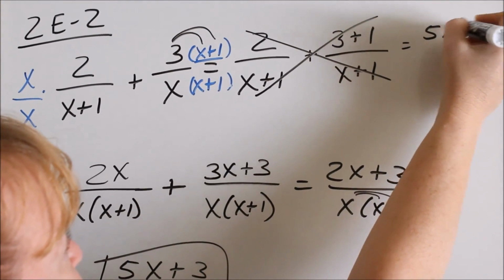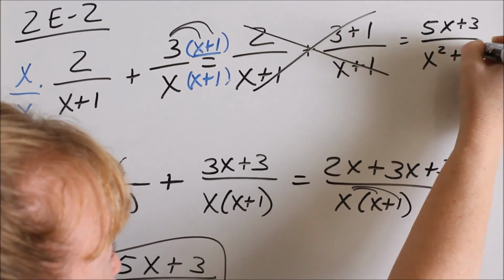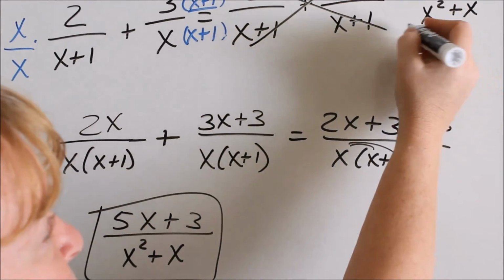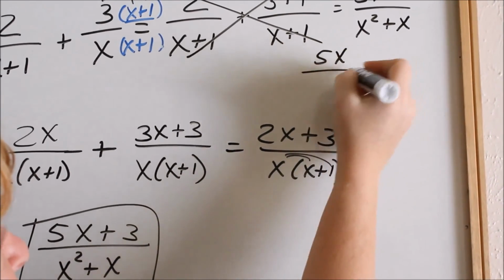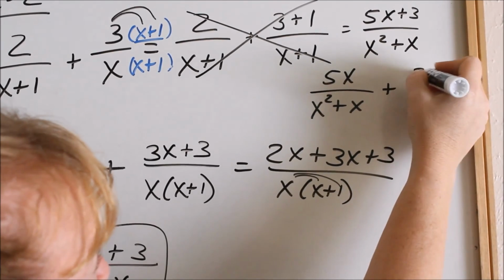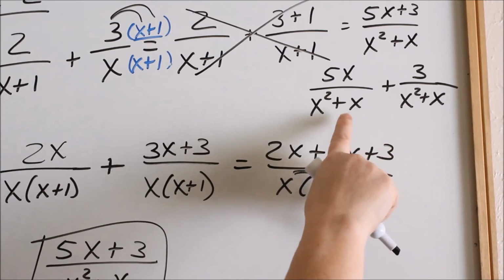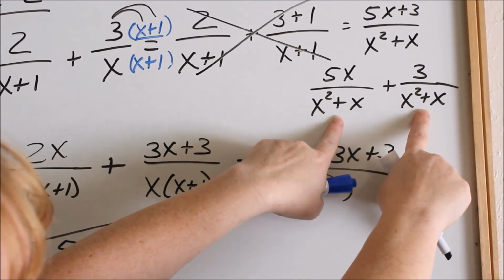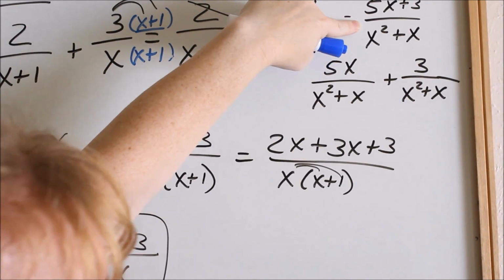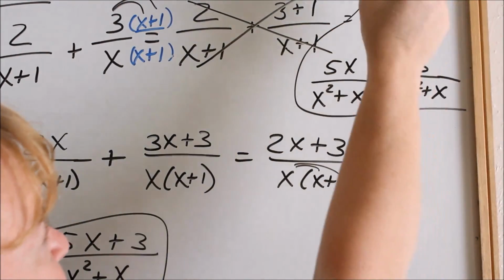5x plus 3 over x squared plus x. The way they break it up into two fractions here, if I wrote it like this, 5x over x squared plus 3 over x squared plus x. They might also have it listed this way in the back of the book, because now that I have a common denominator, I can combine my numerator and I will get the same thing as this. True? Yes, true. So, either way.